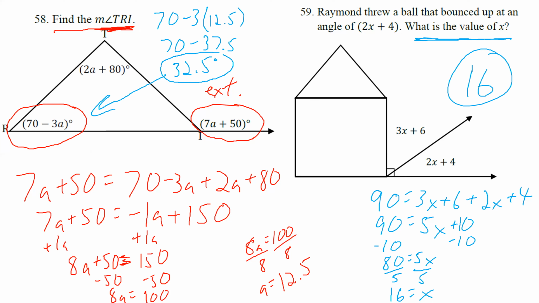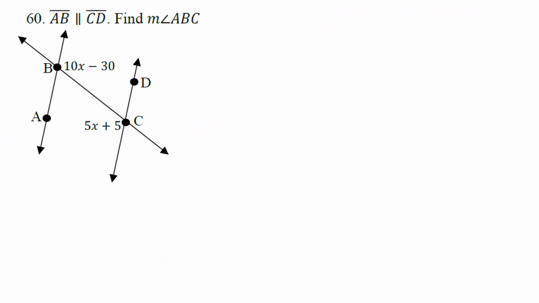All right, going on to 60. We had some parallel lines. It told us segment AB is parallel to segment CD. That's what that symbol is. It means parallel. So now that we know these two lines are parallel, I'm going to go ahead and label it on here with our other parallel symbol. Find the measure of angle ABC. So they actually want this angle here that's not labeled with anything.